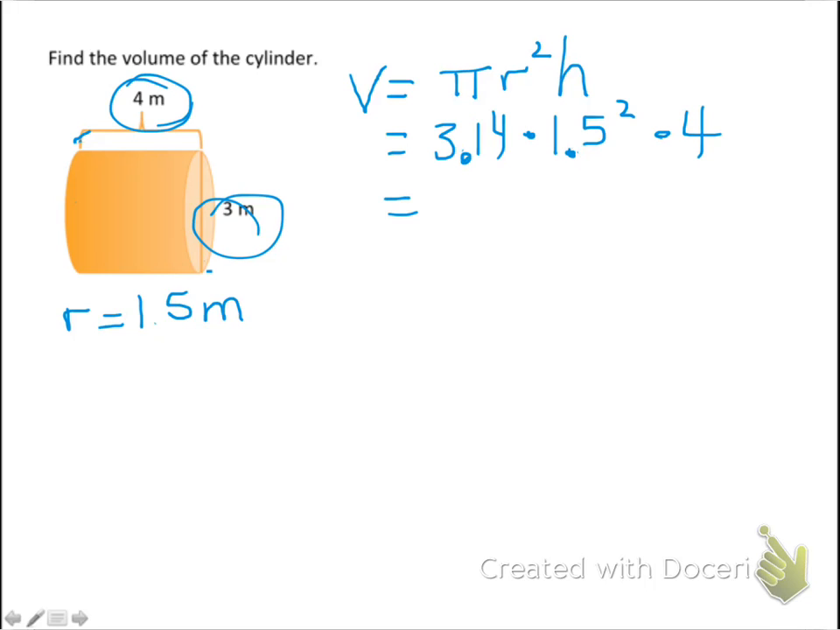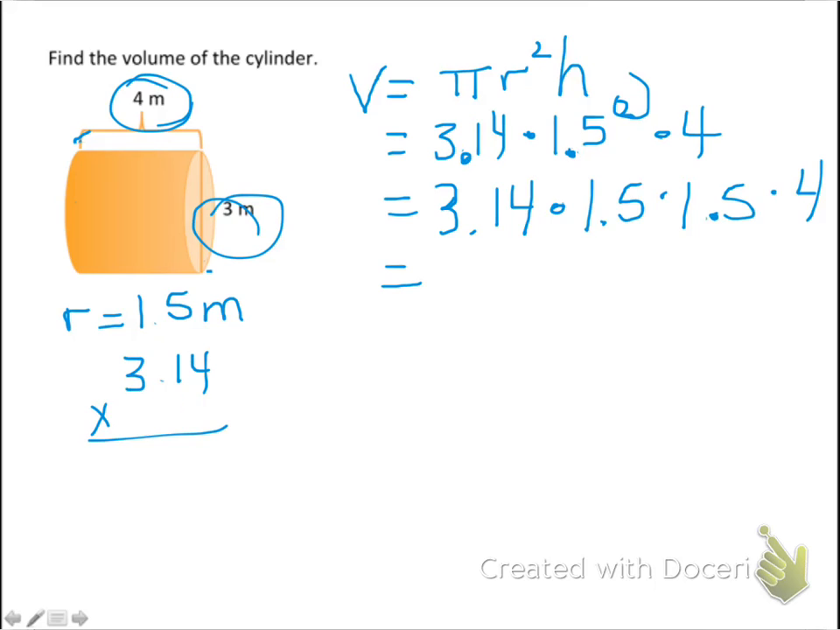Okay, our next line. Let's expand this. Write this out as big as we can. So we have 3 and 14 hundredths times 1.5 times 1.5. That gets rid of the squared. Times 4. And again, I'm just going to multiply it from left to right, but if you see an easier way to do it, as long as it's correct, go for it. My first step is to multiply 3 and 14 hundredths times 1.5.